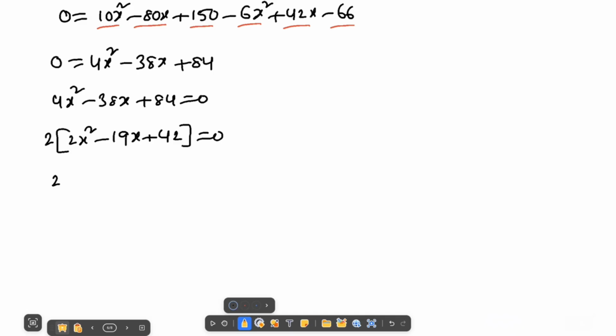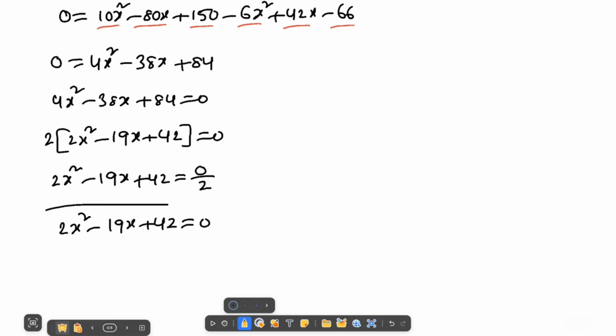So otherwise we can write like this: 2x² − 19x + 42 = 0, if you send 2 to the right side, 0 by 2. Now again we get 2x² − 19x + 42 = 0. So this is the required quadratic equation. So we have to factorize this, we have to find the zeros of this quadratic equation, or roots of this quadratic equation.